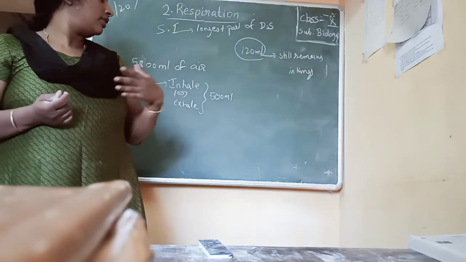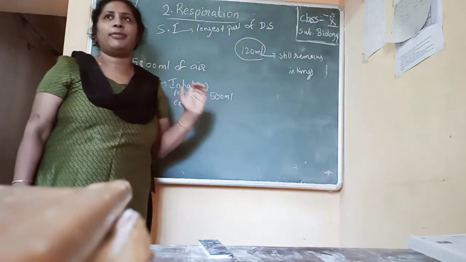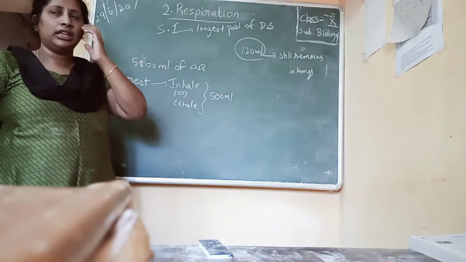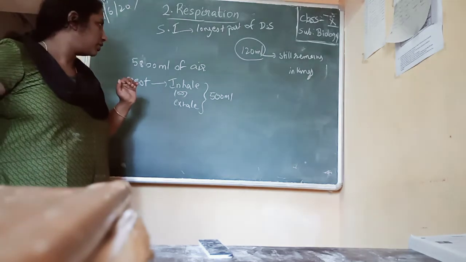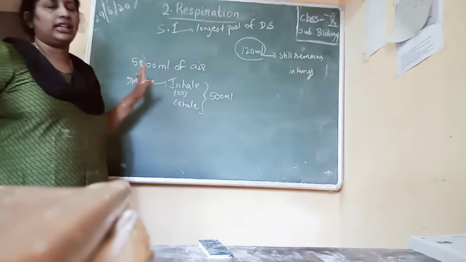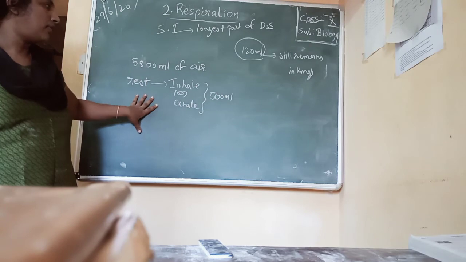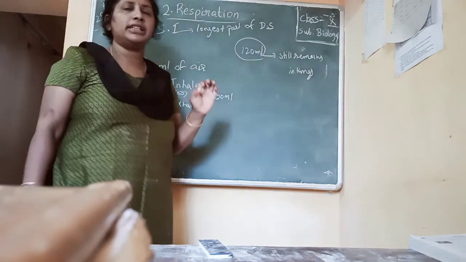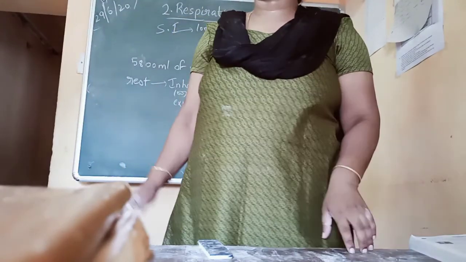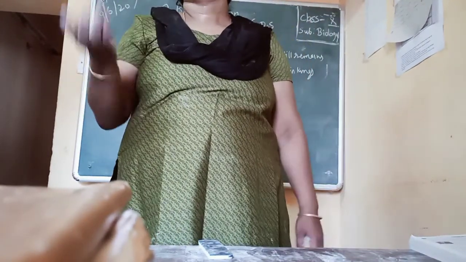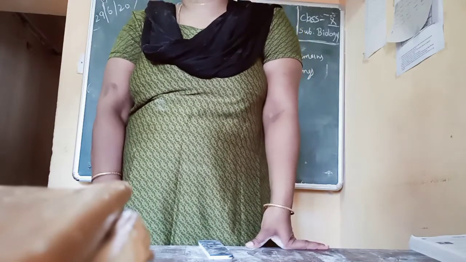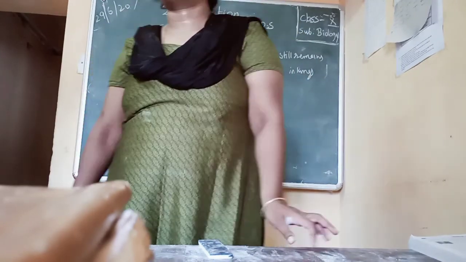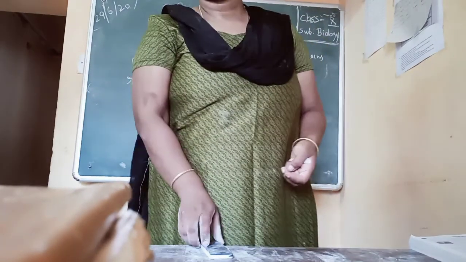Okay. So almost 5,000 ml of air is the capacity of the lungs. While at rest, we saw how much air we can inhale and exhale, and how much air still remains in the lungs. Some air remains in the lungs after exhaling because it prevents the lungs from collapsing. Okay. Thank you.